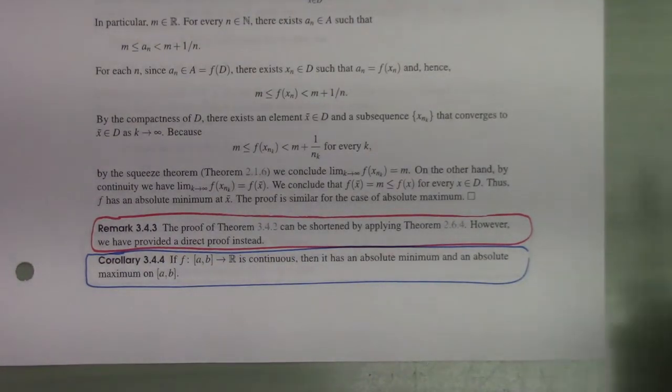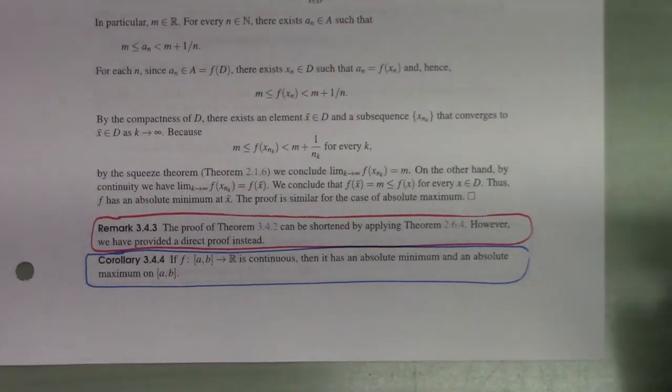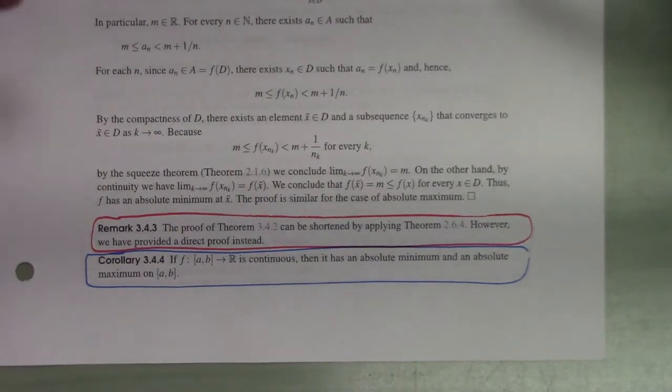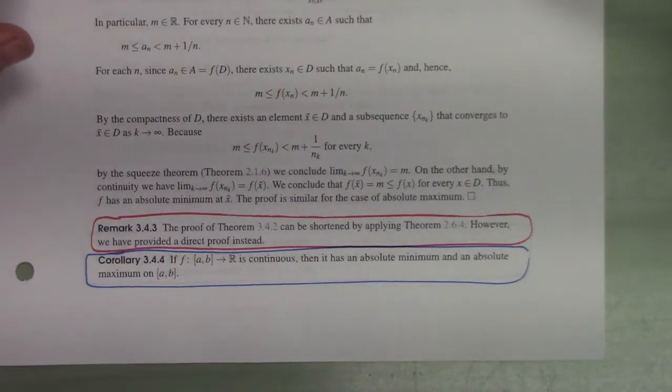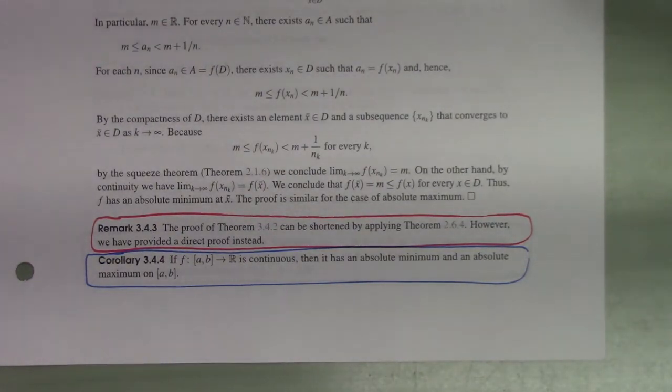And I say the, but I really should say a minimum. There could be more than one, of course, right? All these theorems about maxes and mins, for the most part, at least until we get to the end of this section, they're not unique. There could be more than one minimum. There could be more than one maximum.